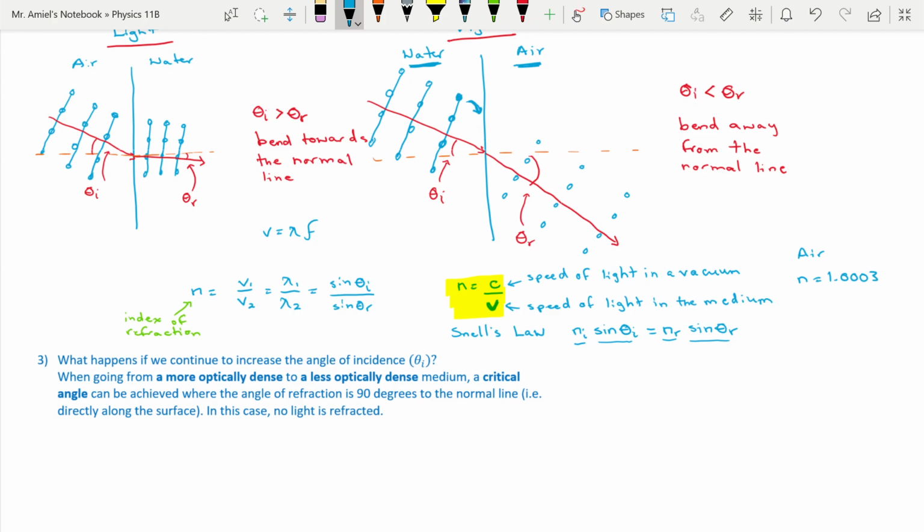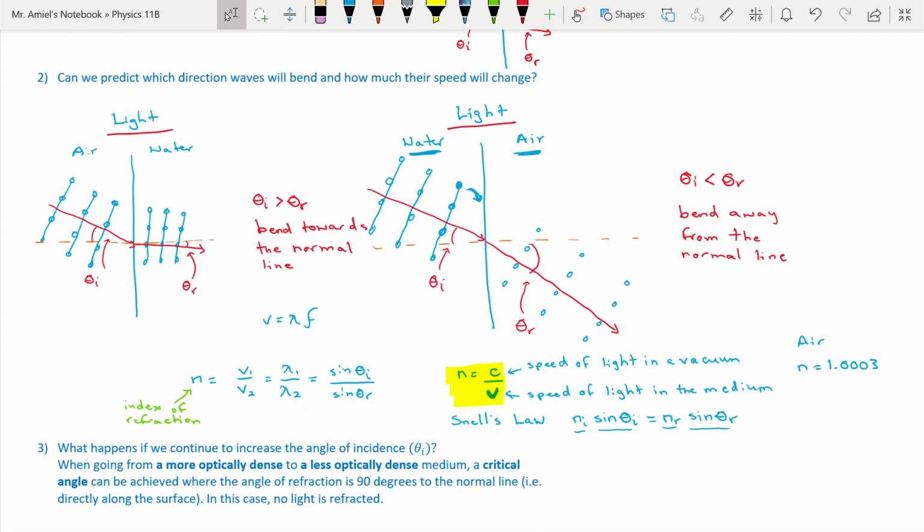Okay, so to answer our question up here, can we predict the direction waves will bend and how much their speed will change? Well, yes, we absolutely can, because now we have all of these handy relationships. We can figure out how much the speed will change. We can also figure out the index of refraction for any medium, and based on our marching band or marching banner holders, we can also predict which way the light is going to bend, either towards the normal line or away from the normal line.